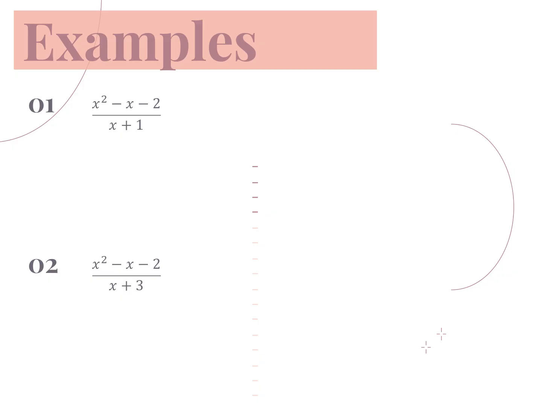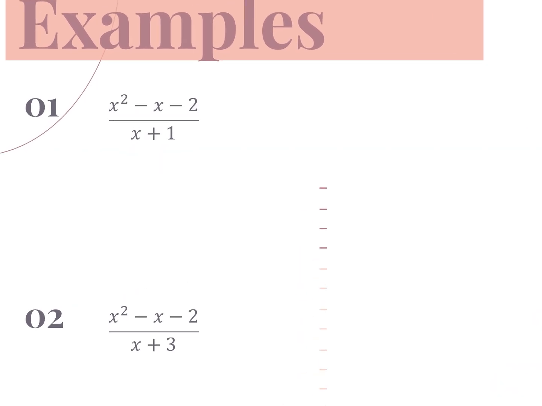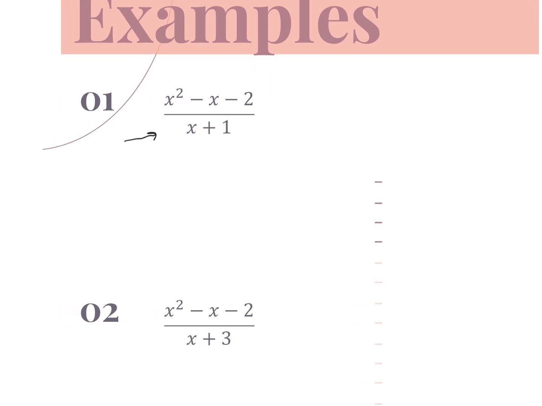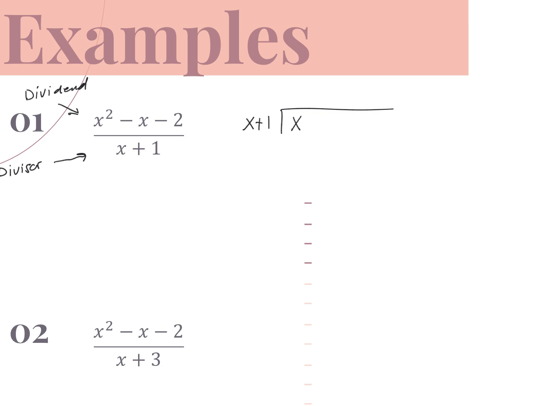All right, so let me start with something fairly easy. In normal long division with numbers, you set this up the same way. It's going to be your divisor, the number or term or expression on the outside. This is our divisor. And then this up here is our dividend. So we set this up by putting our divisor on the outside, x plus 1, and then underneath this little box is our dividend, x squared minus x minus 2.